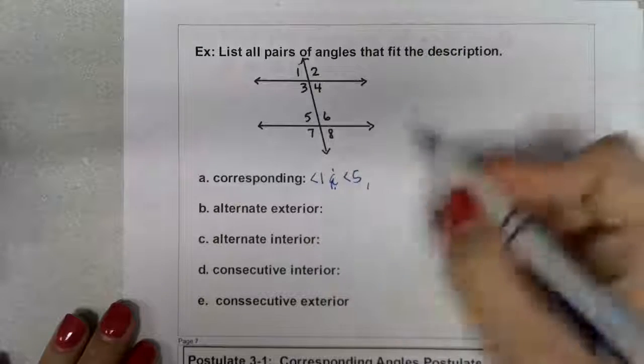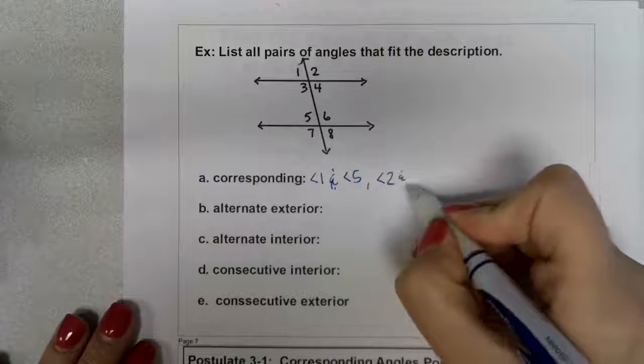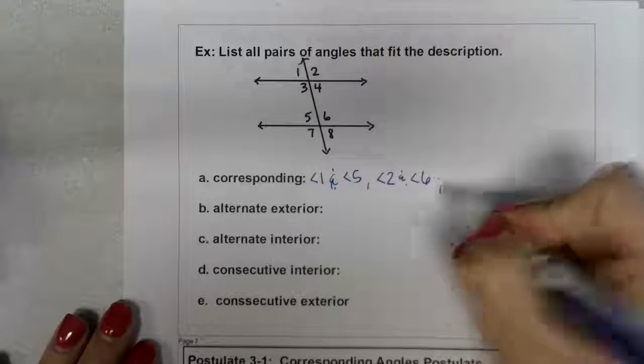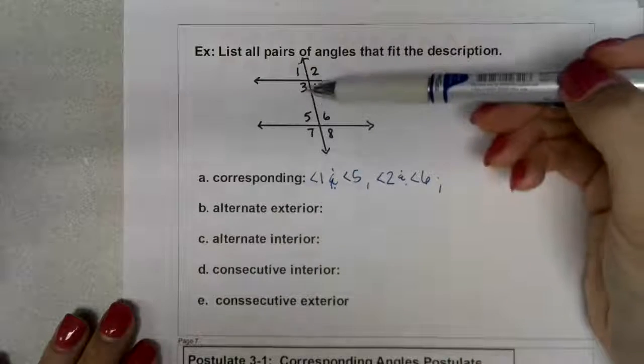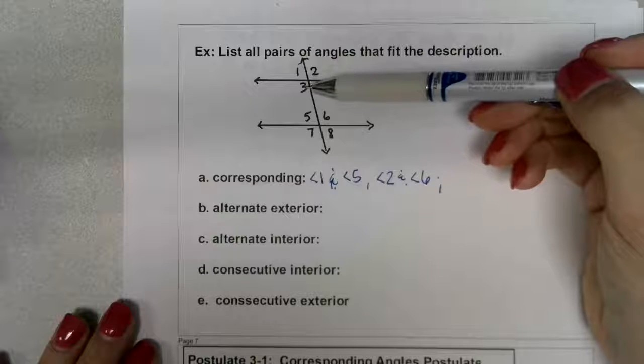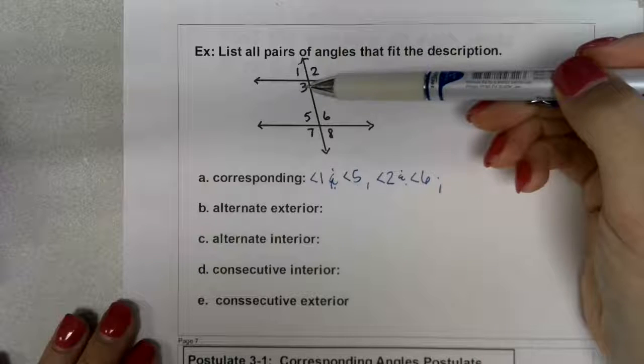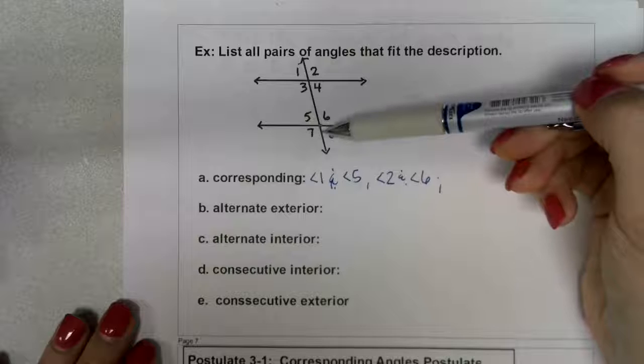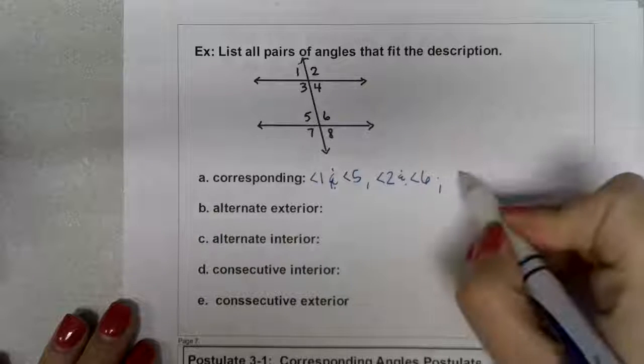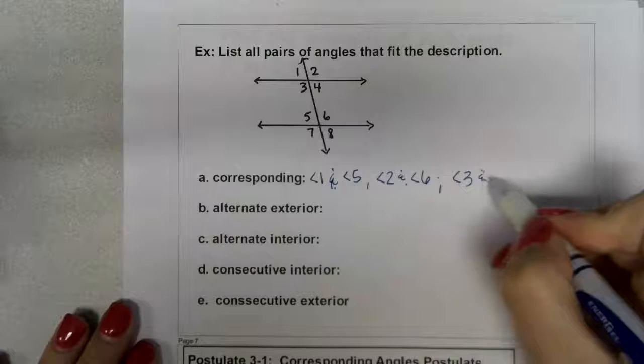Okay? Now let's find alternate exterior angles. So remember, exterior angles are on the outside of our line. So they're not going to be the angles in the middle. They're going to be the angles on the outside of our railroad tracks. So we're looking at these, and I only have the options of 1 and 2 and 7 and 8. Those are the exterior angles.